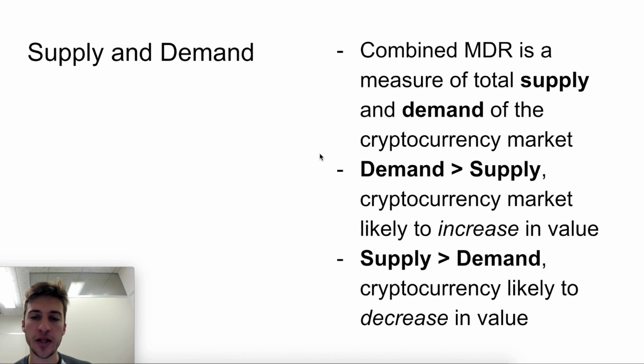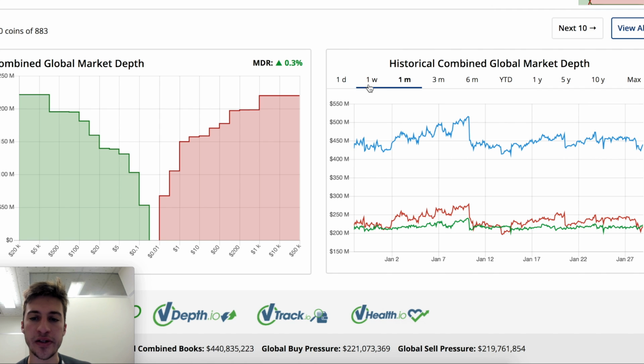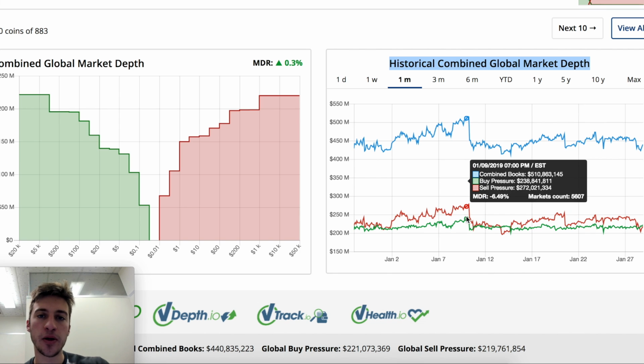So, combined MDR, what this is down here. vcdepth.io is the site. And if you go down to the historical combined global market depth, that's what we are looking at here. The red is limit orders to sell. The green is limit orders to buy.